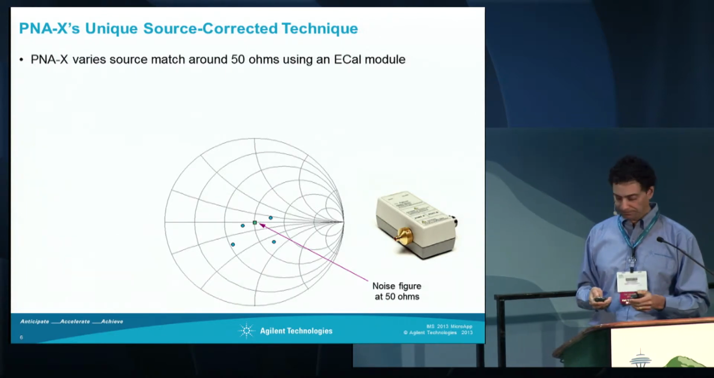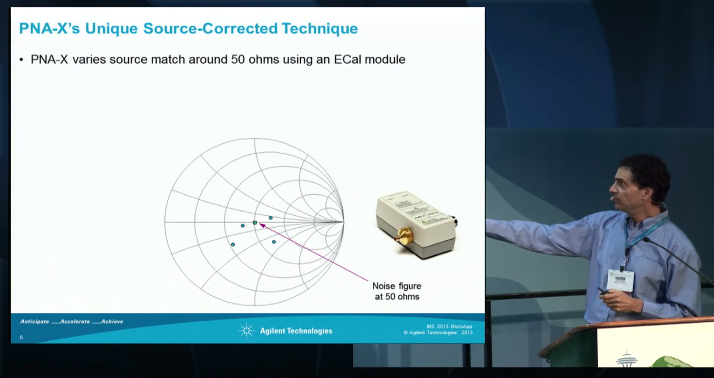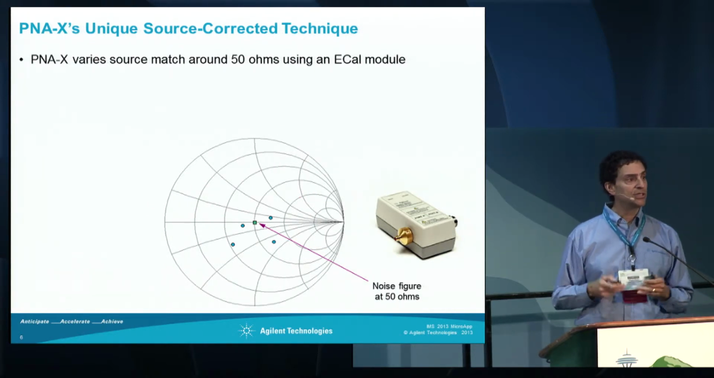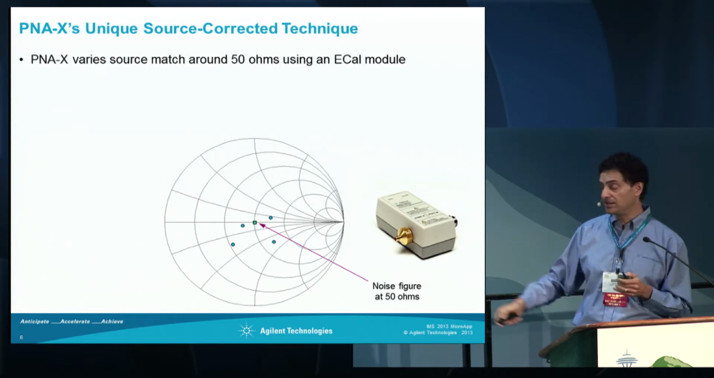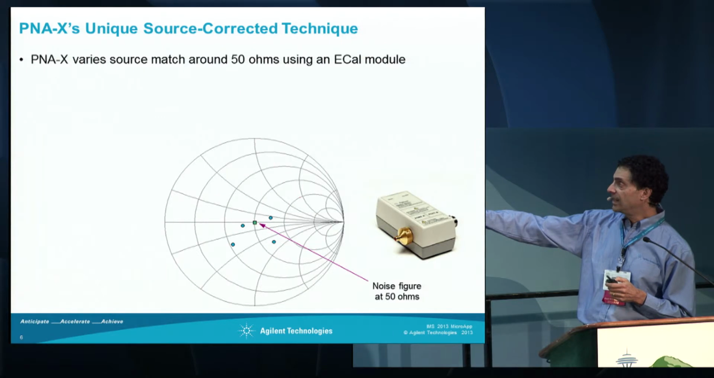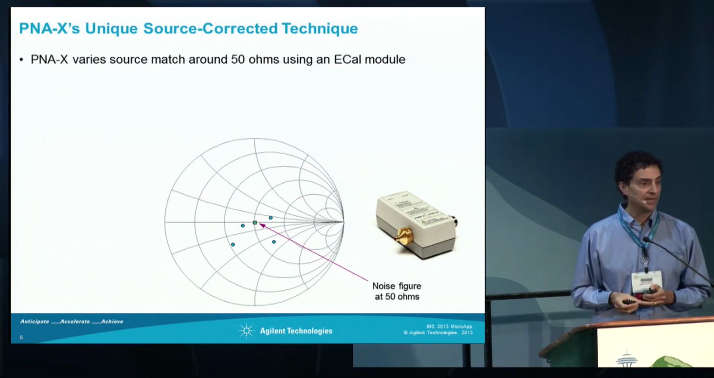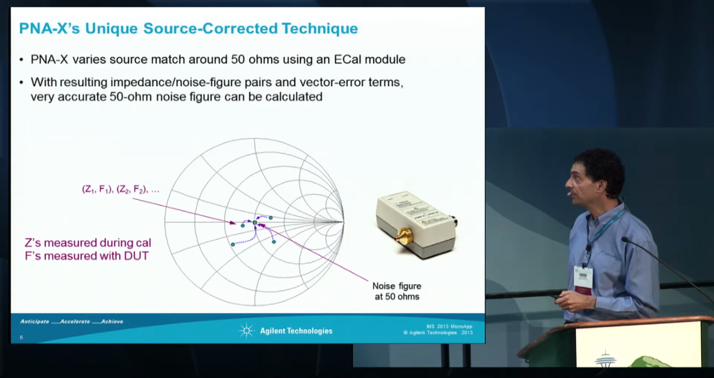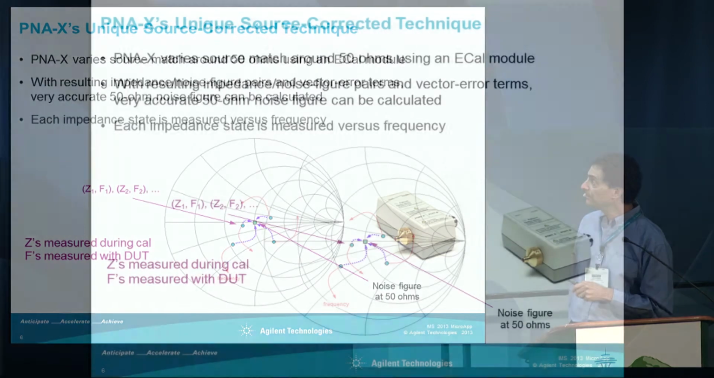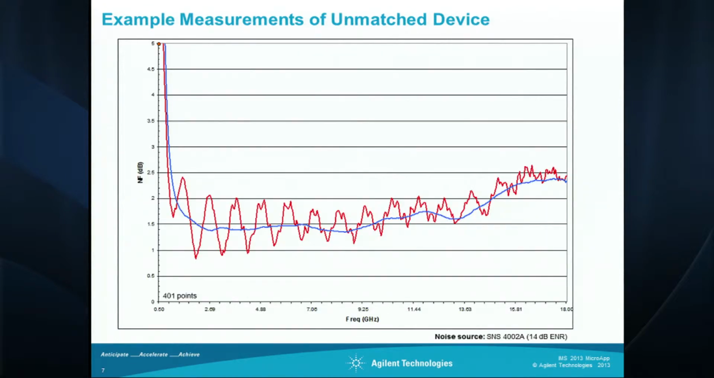You can choose that. But if you measure the noise figure at each of those impedances, you essentially know the noise correlation matrix or the noise parameters of the device that you're measuring, and you can calculate the 50 ohm noise figure. It's a very effective way of overcoming imperfect system source match. And we do that over frequency. And the result is that we get some very flat measurements here without ripple. And this is a Y-factor measurement of an unmatched device.